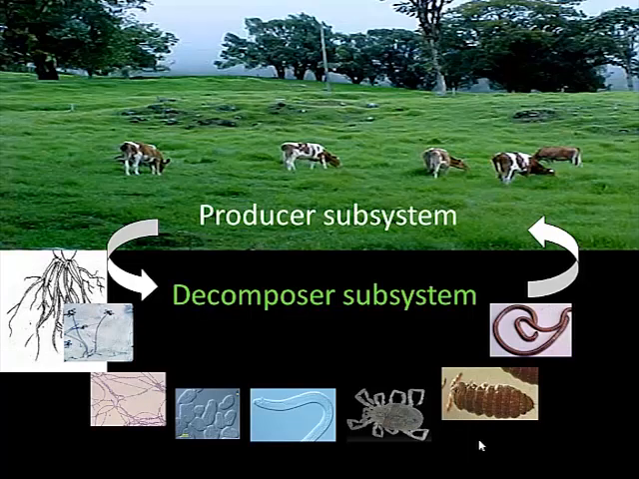So this is an example looking at cows in a pasture. It gives you an indication of what we have here: the above-ground producer subsystem, which is what most ecologists study. And then we have the below-ground decomposer subsystem, which very few people study.